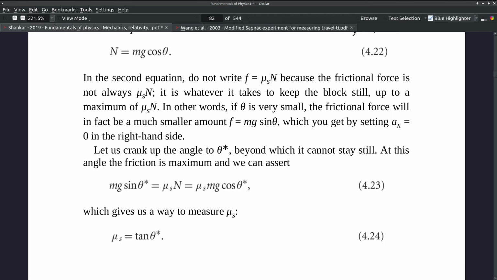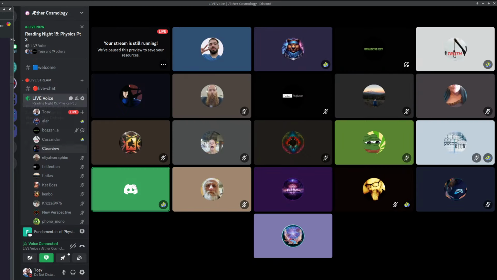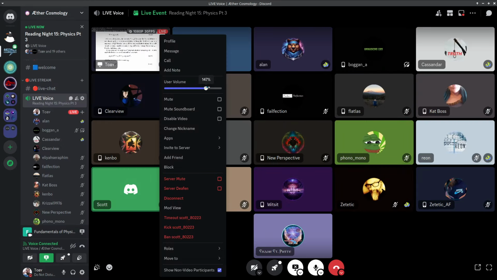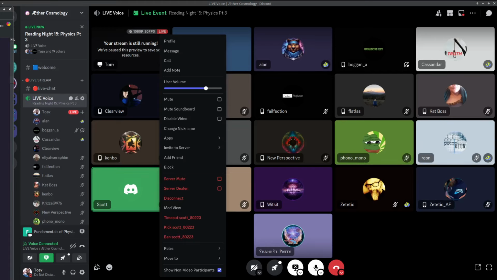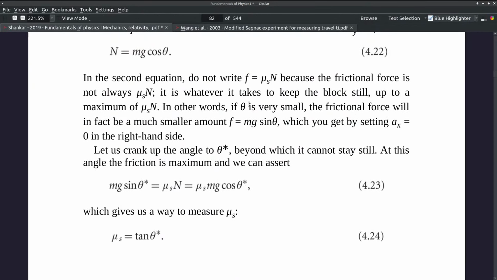In the second equation, do not write F equals mu Sn, because the frictional force is not always mu Sn. It is whatever it takes to keep the block still, up to a maximum of mu Sn. In other words, if theta is very small, the frictional force will in fact be a much smaller amount: F equals mg sine theta, which you get by setting ax equals 0 in the right-hand side.